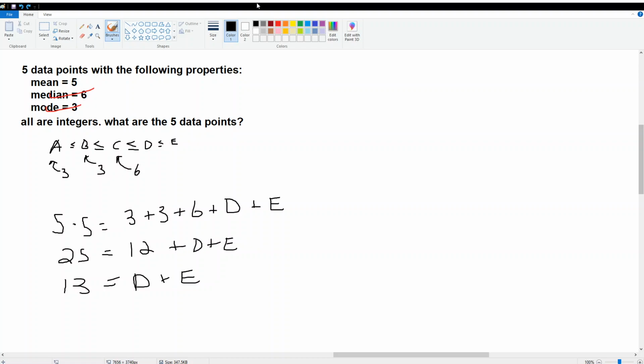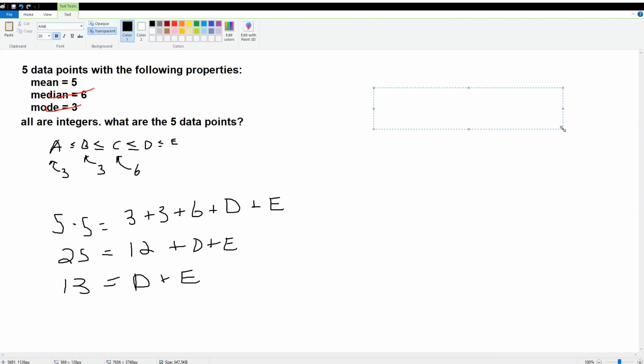What does that mean? D and E have to add up to 13, and they have to be integers. So you can't have two 6.5s, because those aren't integers. Let's suppose, here I'll type it down, and here we'll use the positive ones. Some of our possibilities are D, comma E is equal to 1 and 12, because 1 plus 12 adds up to 13.